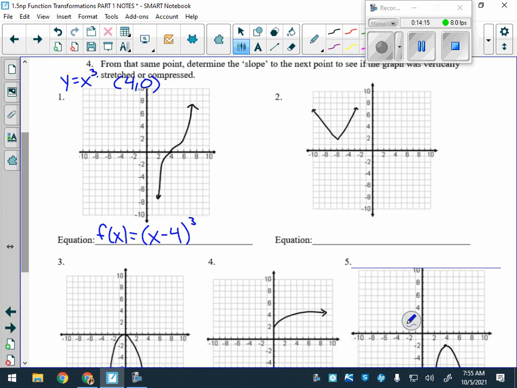Okay? So number 2, what is our parent function? Ava? Absolute value. So would this one have starting point, point of inflection, or vertex? Vertex. And what is our vertex? Yep. Good. Negative 6, 2. So how would I write that in an equation?